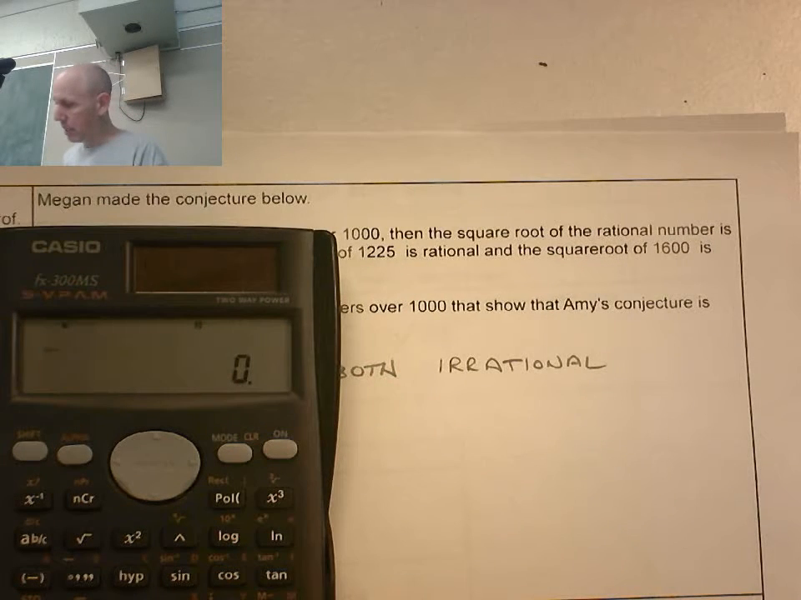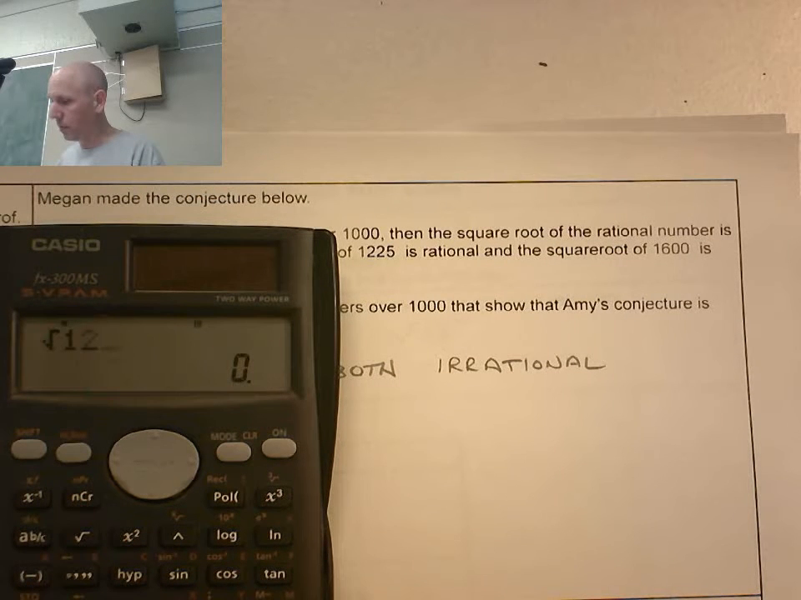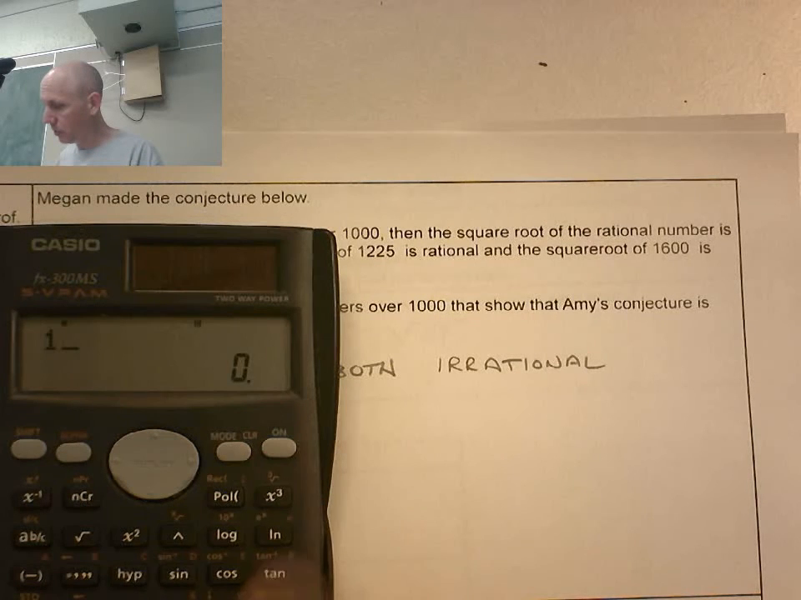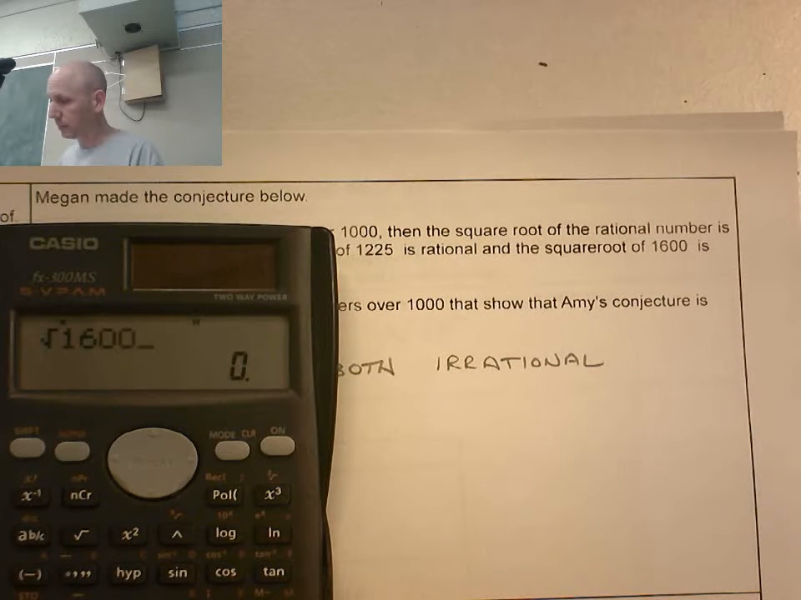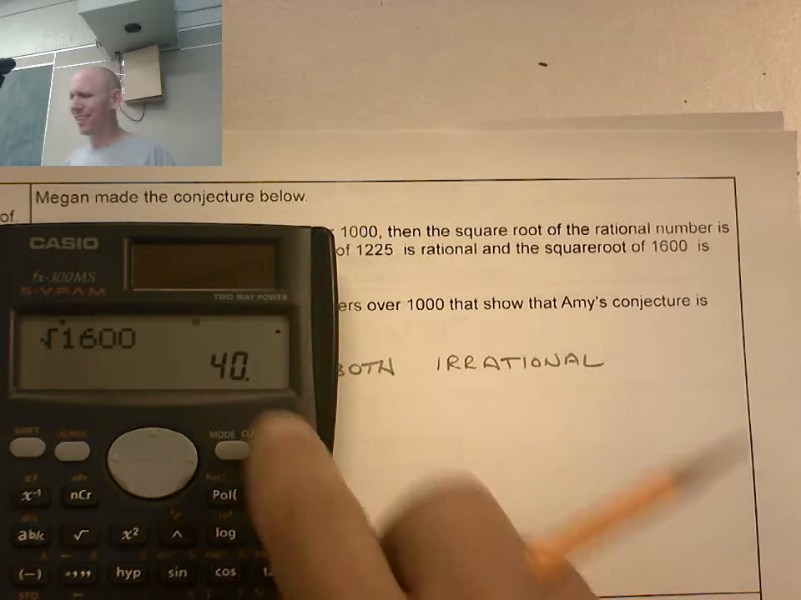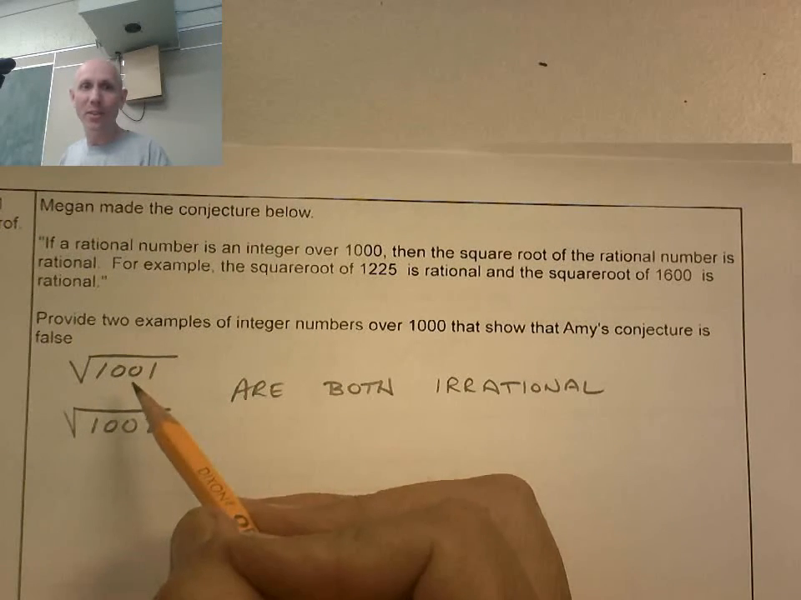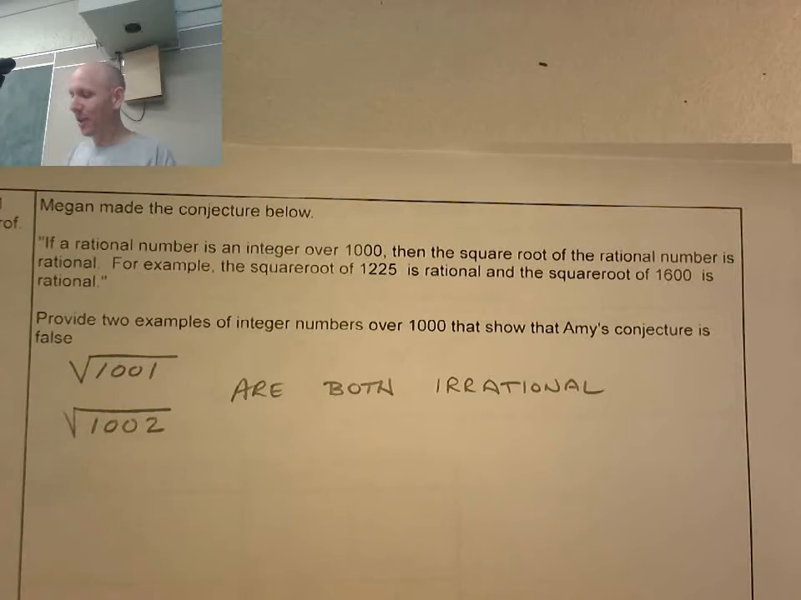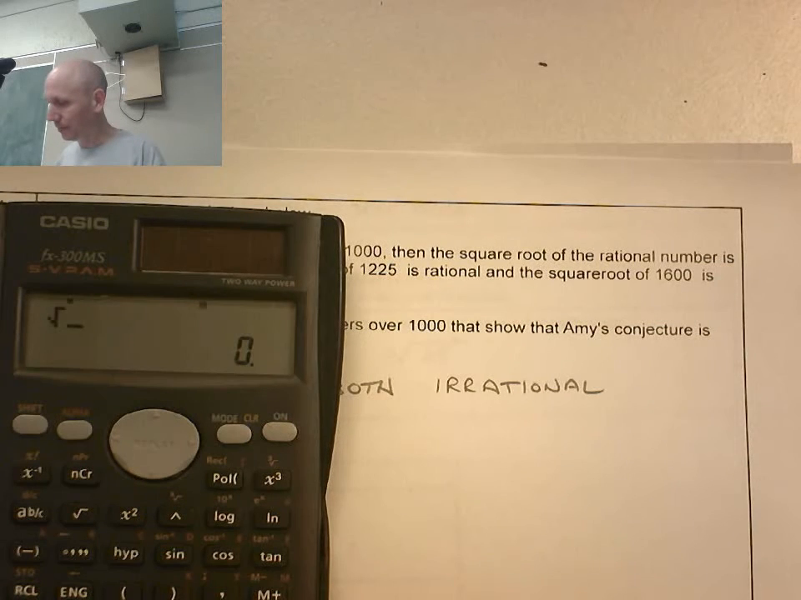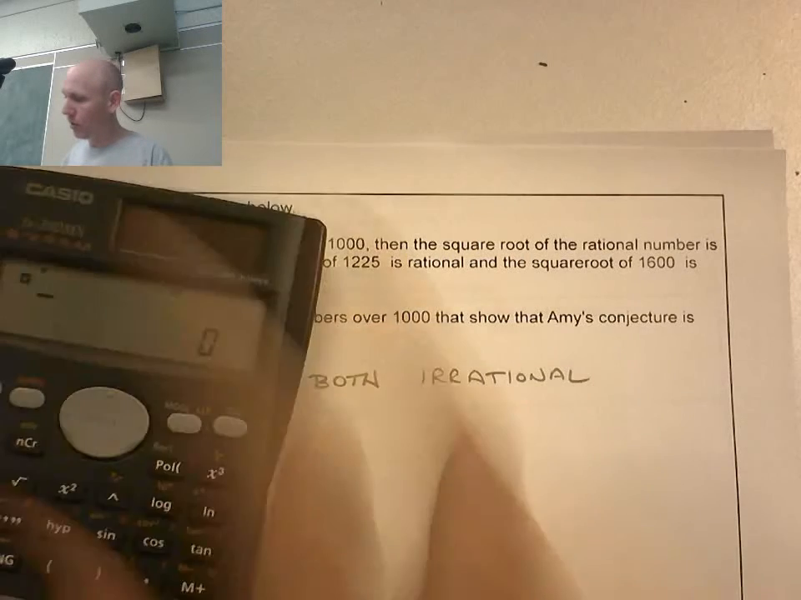See, is it right? So 1,225, square root of 1,225. Oh, look at that. It's a rational number. Square root of 1,600. Oh, look at that. It's a rational number. Oh, everything greater than 1,000 must be a rational number. No. No. Look, the square root of 1,001. That's not rational. Look at that. How about the square root of 1,002.